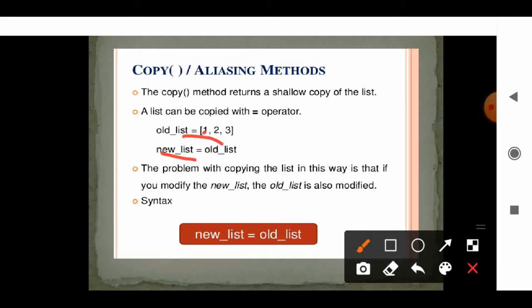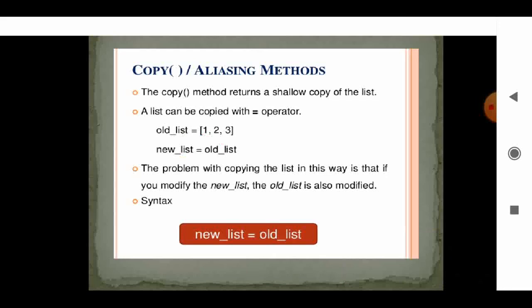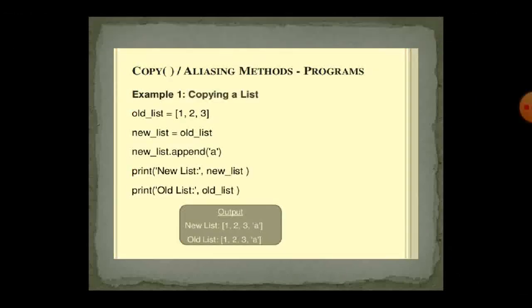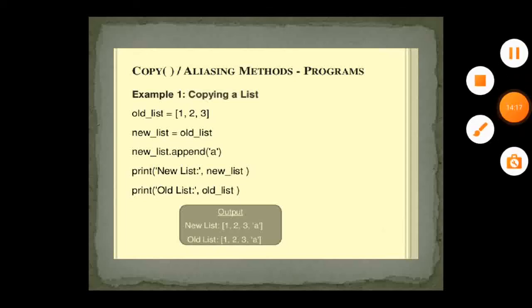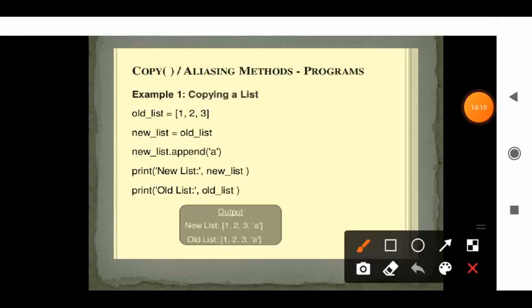What is the syntax for writing this copy method? New list equal to old list. Now we will see an example of this, so you can understand clearly. Old list equal to 1, 2, 3. New list equal to old list. New list dot append of A. What is the use of the append function? It will append the value at the end of the list. So 1, 2, 3, A. So what is the new list value? 1, 2, 3, A.